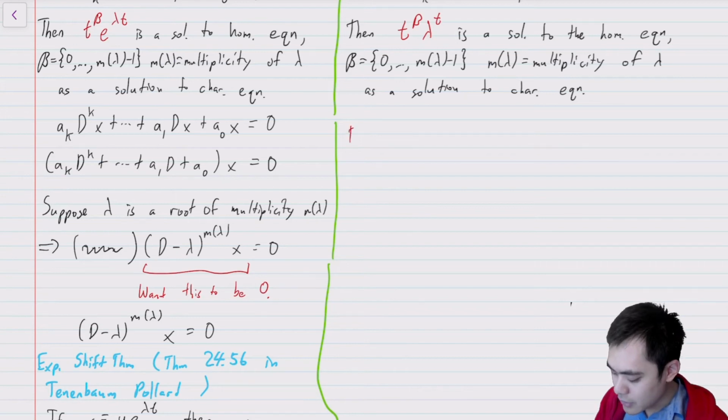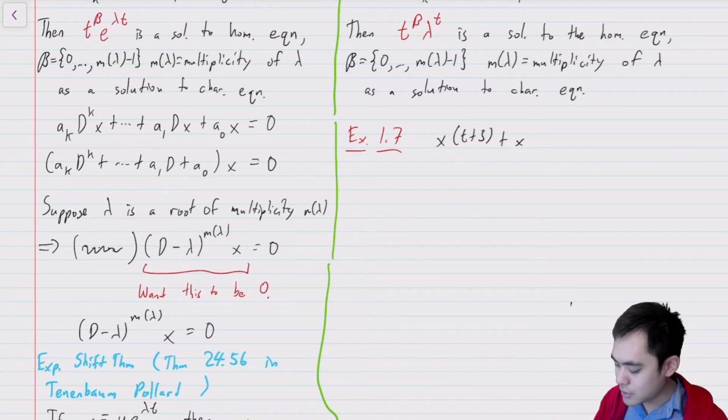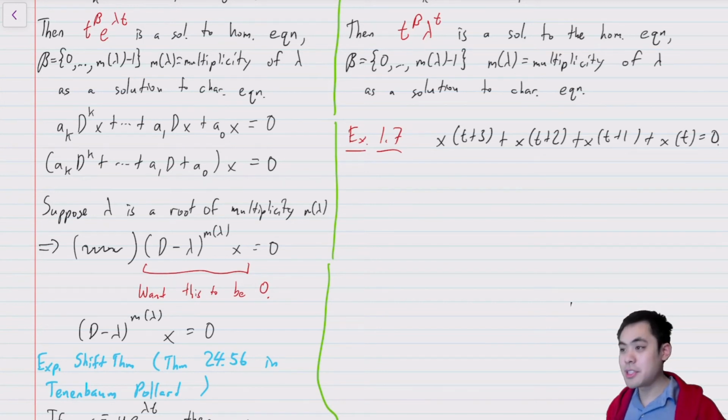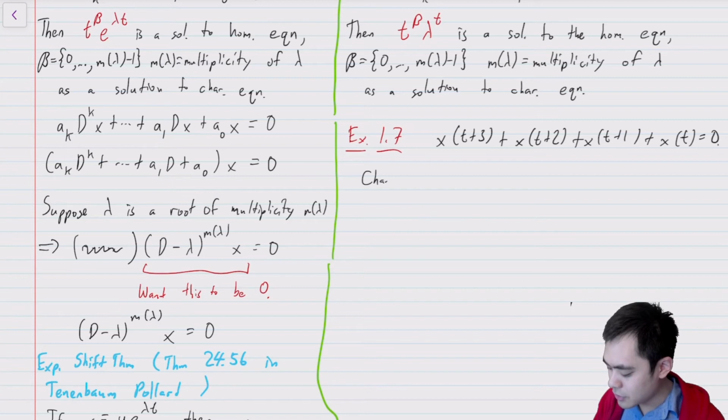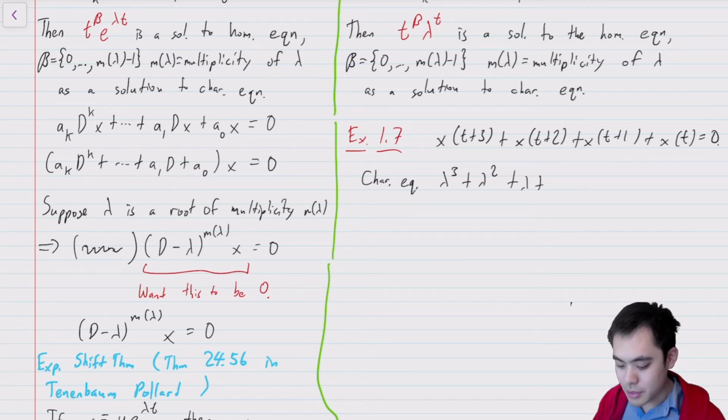Let's consider example 1.7 in Linda Allen's textbook. Here we have a third-order homogeneous equation: x of t plus 3, plus x of t plus 2, plus x of t plus 1, plus x of t is equal to 0. Now this has a very simple characteristic equation: lambda cubed plus lambda squared plus lambda plus 1 is equal to 0.